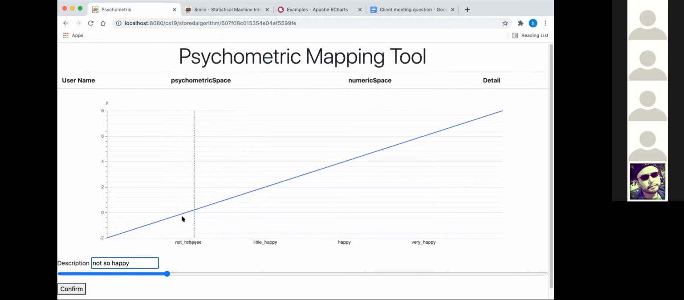numerical space. Now, next time you have a different CSV file showing how close not so happy is compared to not happy and little happy. Some users put not so happy close to not happy. Some users put not so happy right in the middle of not happy and little happy. So you're going to have lots of different data. Then from that, you can just predict, in general, not so happy is close to not happy, and the numerical value is X.